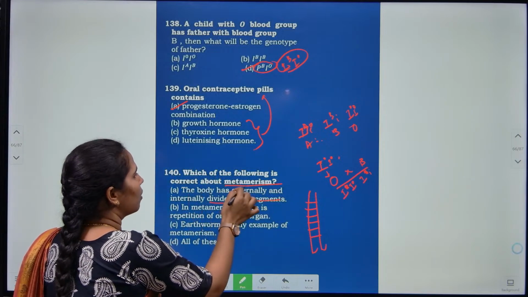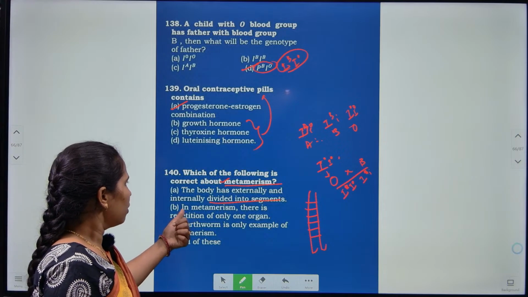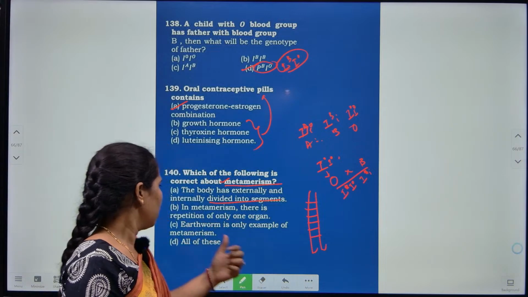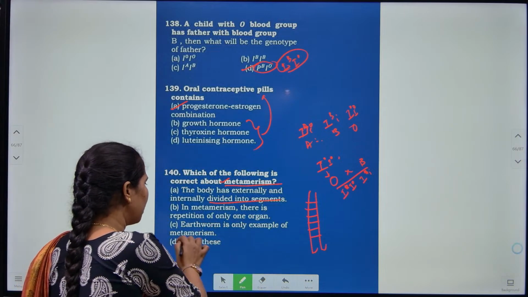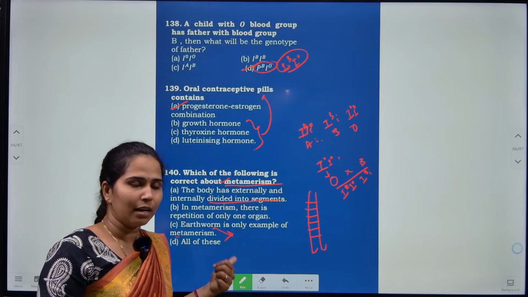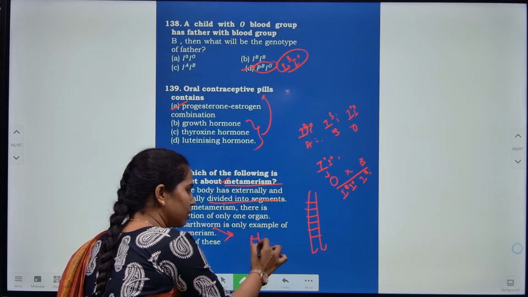Then what is the mechanism called? Metamerism here. In metamerism there is a repetition of only one organ, not so. Okay, earthworm is the only example of metamerism. Earthworm belongs to the phylum Annelida. So Annelida itself is nothing but annuli. Annuli are nothing but the segments here.